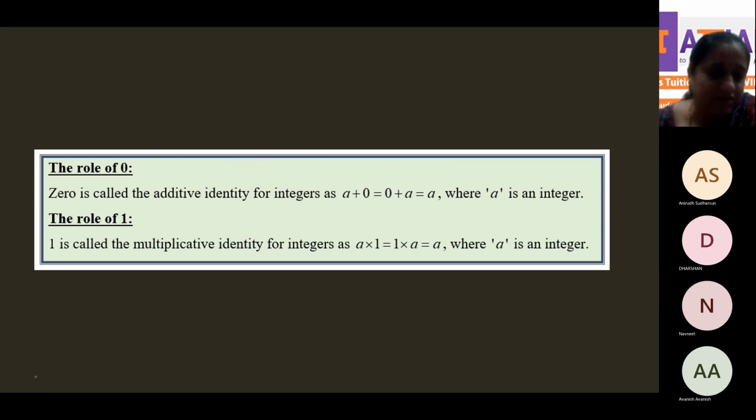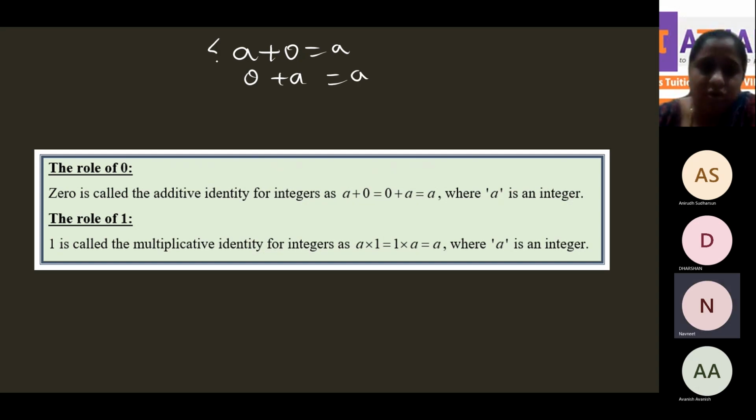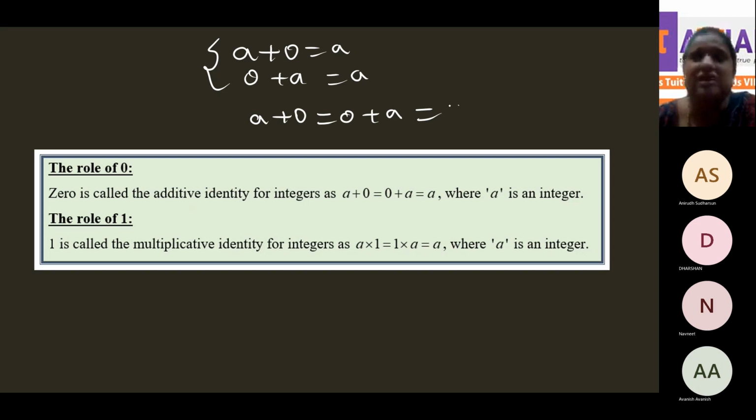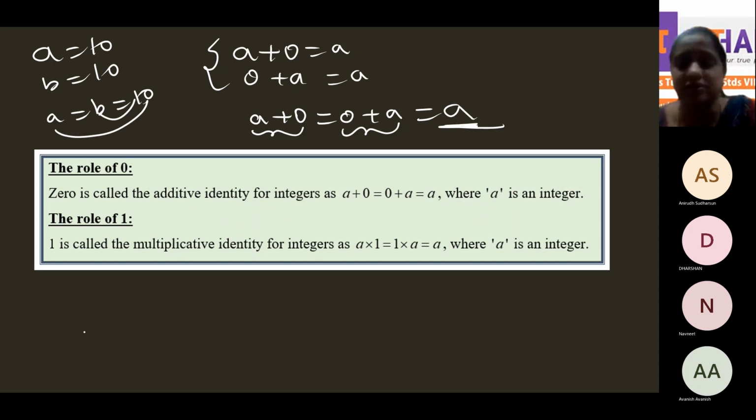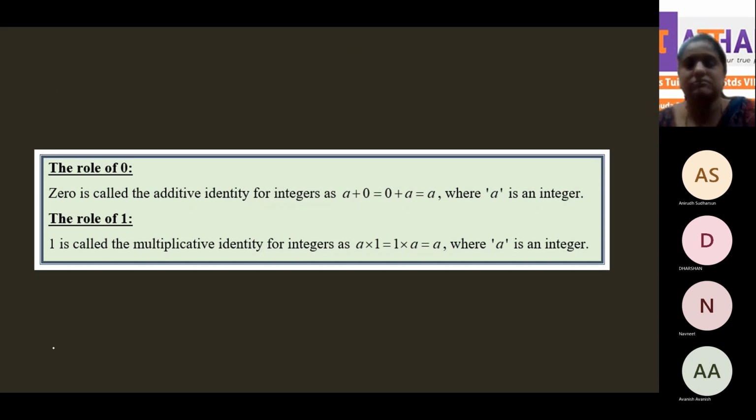Similarly here, what is A plus 0? A. What is 0 plus A? A. So for both you're getting the same answer A. Whether it is A plus 0 or 0 plus A, for both the answer is A. Like you write A is equal to 10, B is equal to 10. That means A is equal to B is equal to 10, both A and B are 10. Am I clear, children? Yes, ma'am.